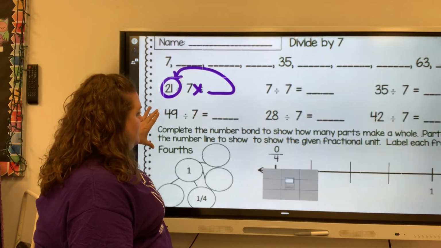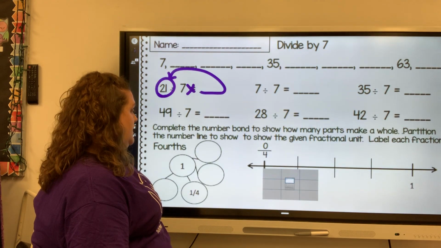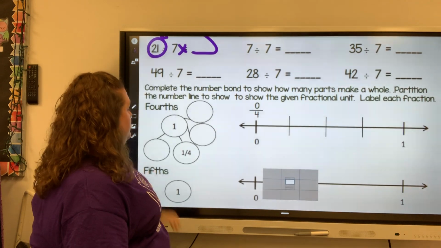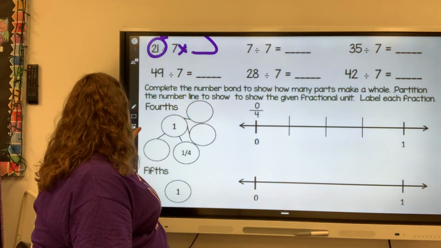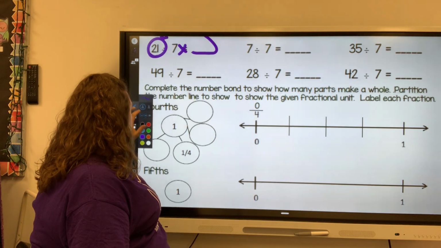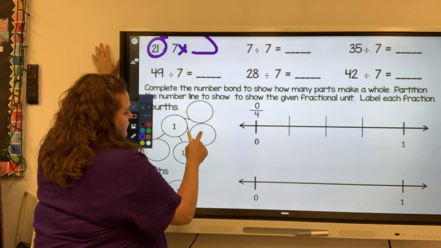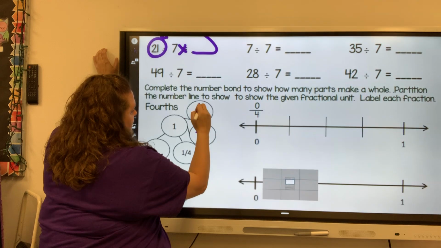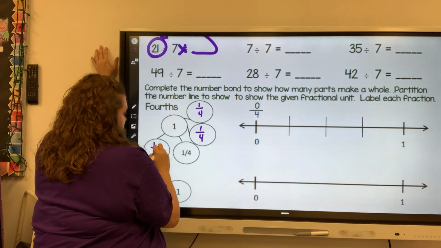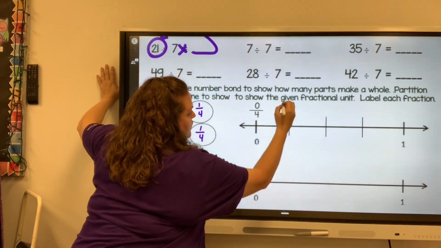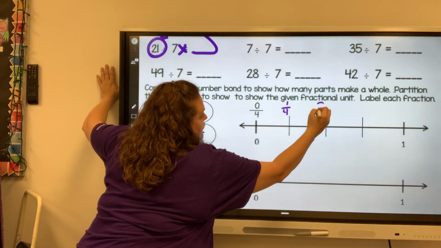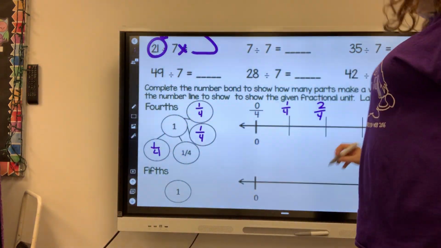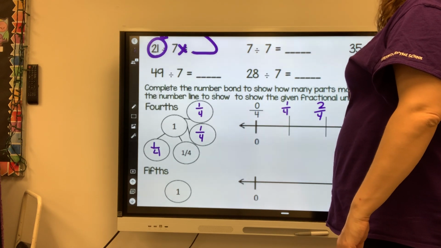All right, complete the number bond to show how many parts make a whole. Partition the number line to show the given fractional unit. Label each fraction. So we're doing this in fourths. This is kind of a review for us because we have done these before. So I'm going to make this a little smaller than I normally do. So we have 1, 2, 3, 4. We are dealing in fourths. So we have 1/4 here, 1/4 here, 1/4 here. Down here we have 1/4. So we are dividing this into fourths: 0/4, 1/4, 2/4. I'm going to hop over here for 3/4. And over here would be 4/4.